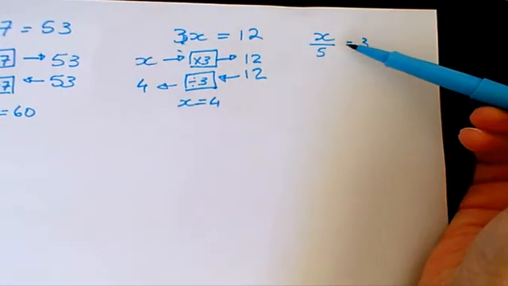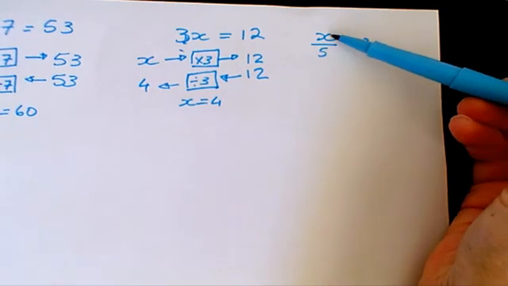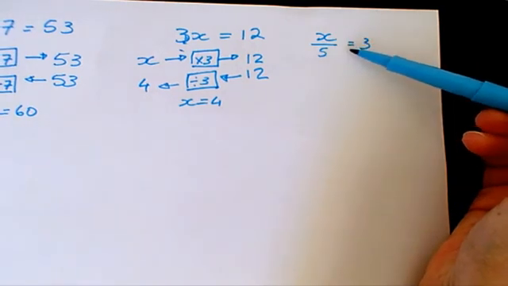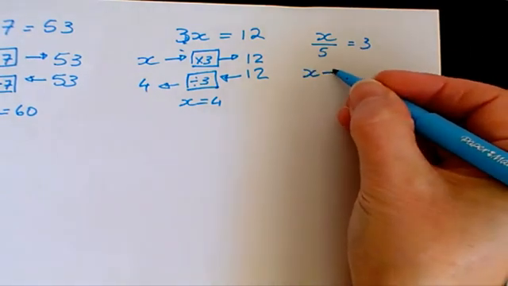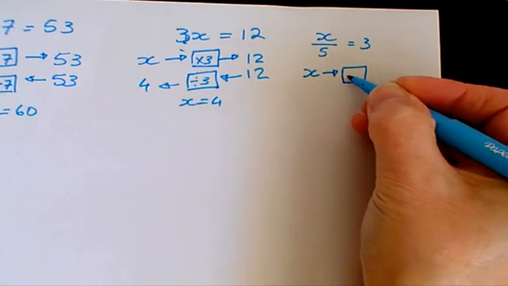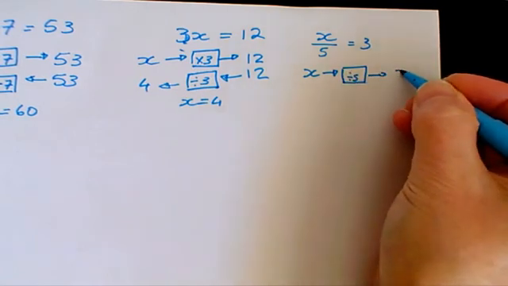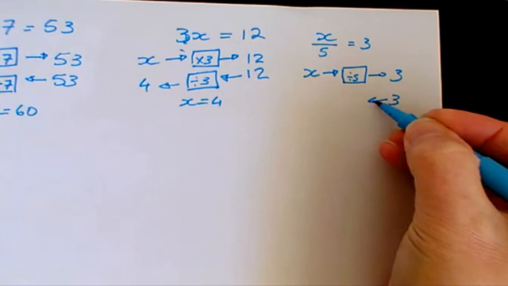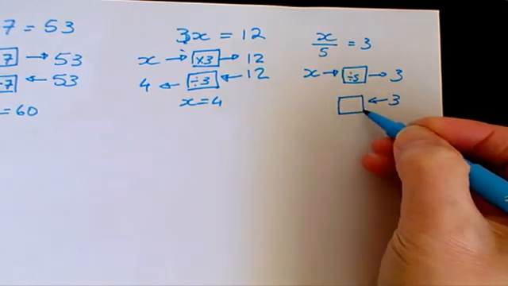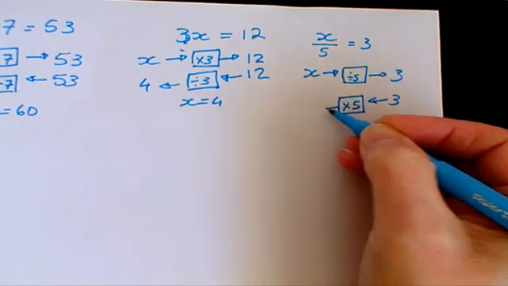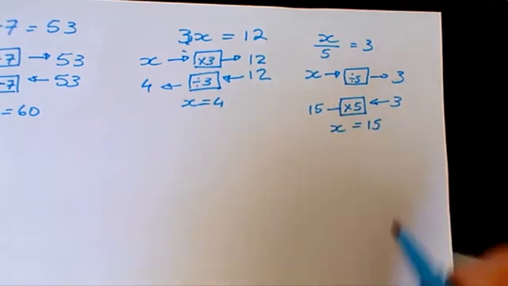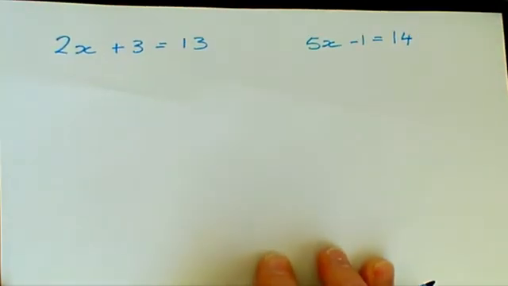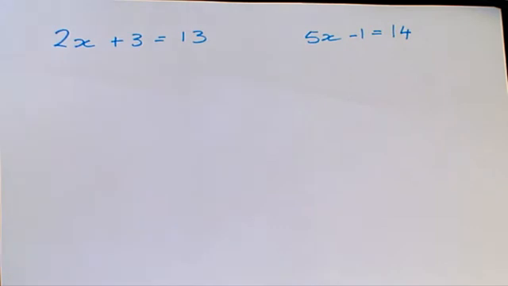This one, what's happening between x and the 5? Well, x is being divided by 5, and that gives us 3. So again, we start with x as our input. What's being done to it? We are dividing by 5, and that gives us 3. So working backwards, opposite of divide by 5 is times by 5, and 3 times by 5 is 15, so x equals 15.